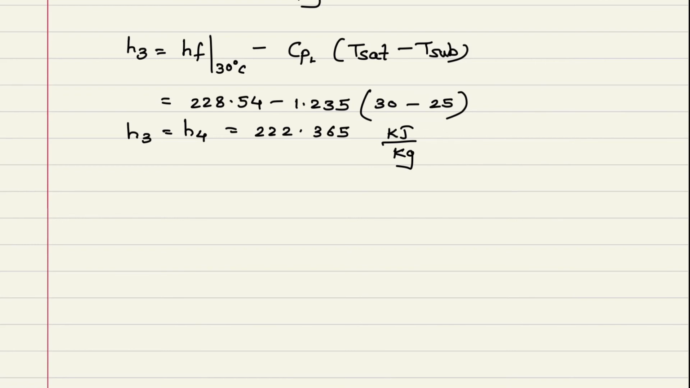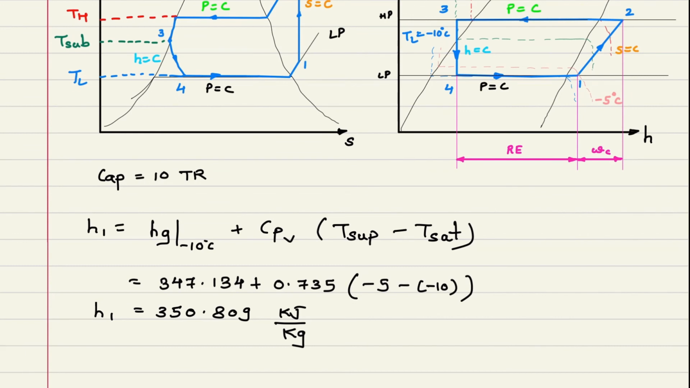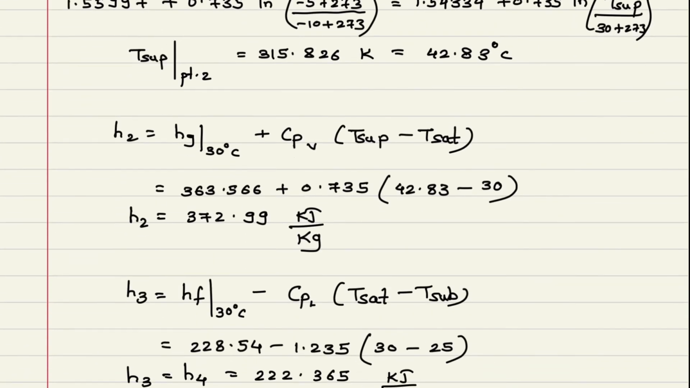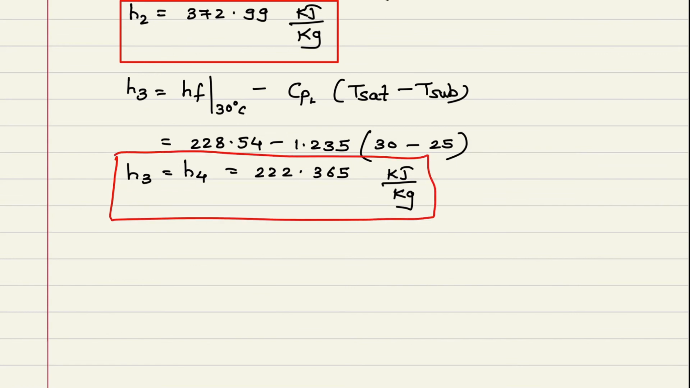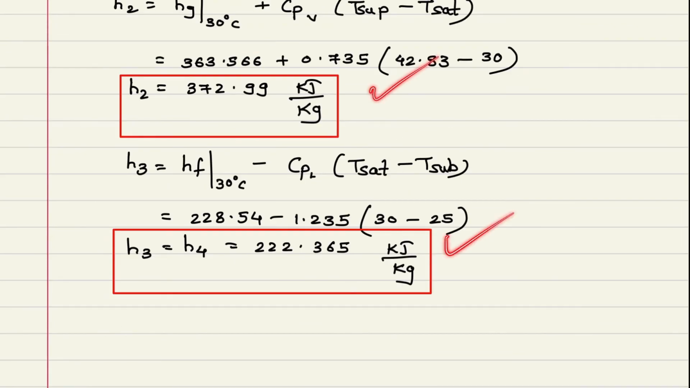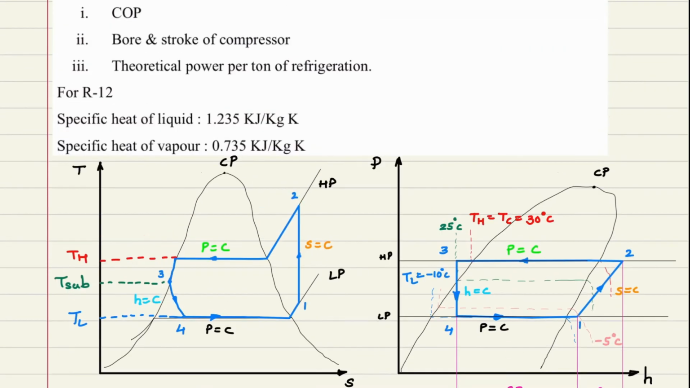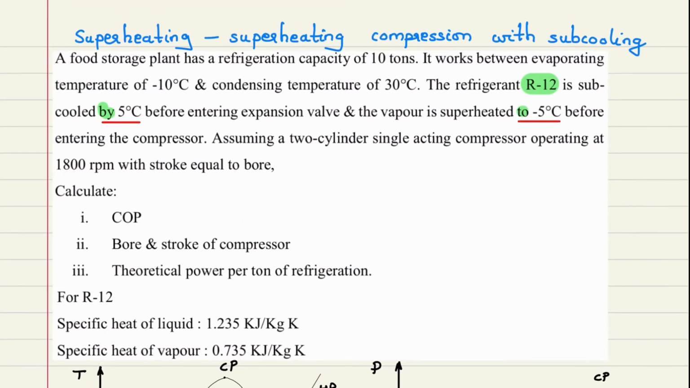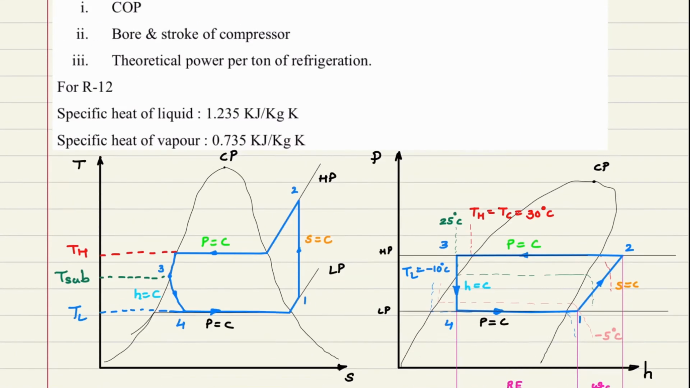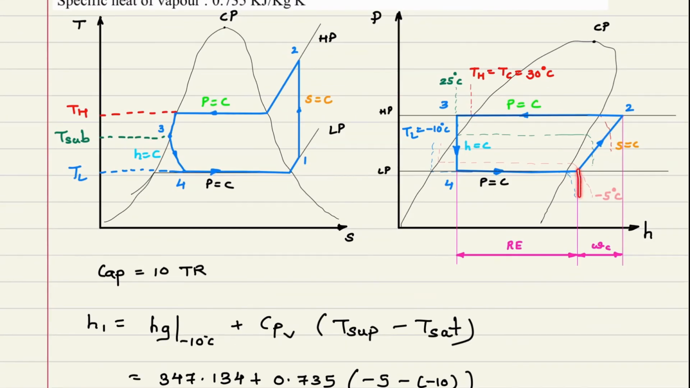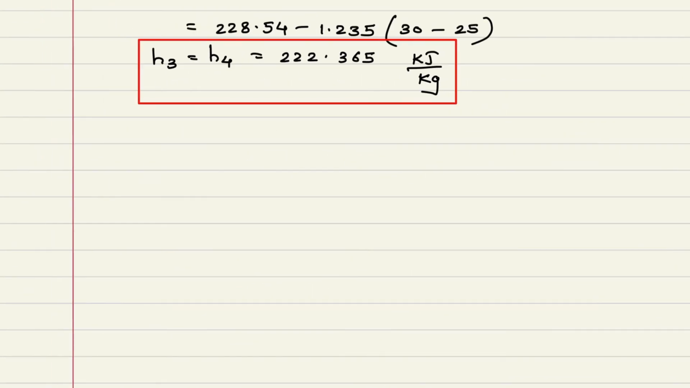Okay, now we have calculated the enthalpy of all the points. Okay, what are the values? This is the H1 value, this is the H2 value, and this is H3 equal to H4. Now whatever is asked in the question, we can calculate. First is COP. What will be COP? It will be refrigerating effect, which is H1 minus H4, upon compressor work H2 minus H1. Okay, we have all the enthalpies, we'll calculate that. COP.